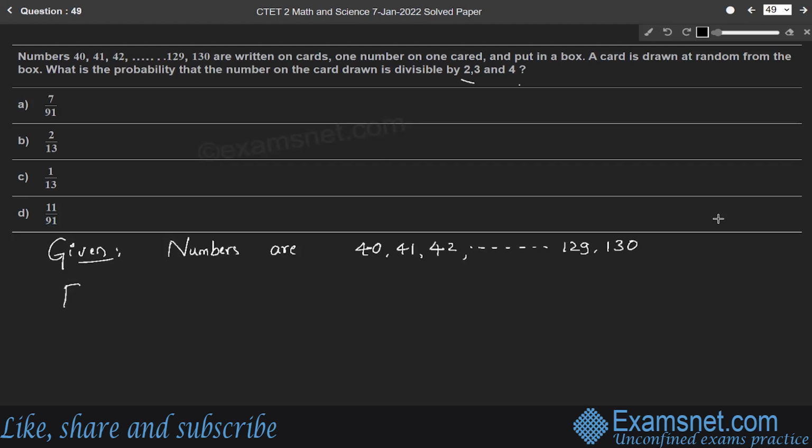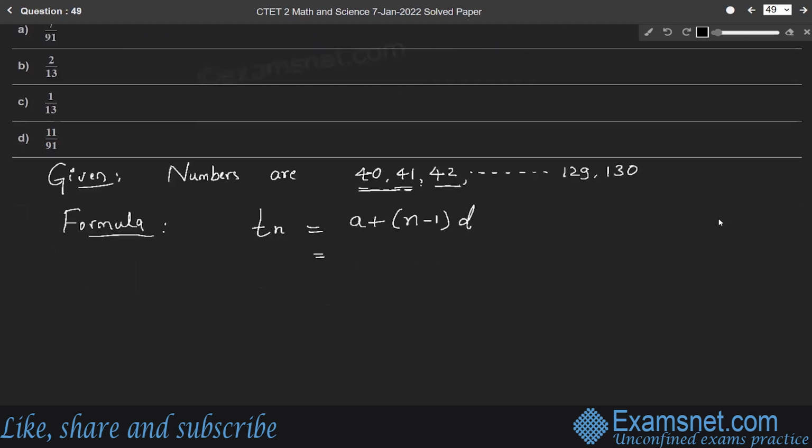So for that, we need the formula Tn, that is the last term, is equal to a plus n minus 1 into d. In any series, a is the first term, Tn is the nth term, that is the last term, n is the number of terms in the series, and d is the difference between the first and the second and third. That means the difference between consecutive numbers, right?